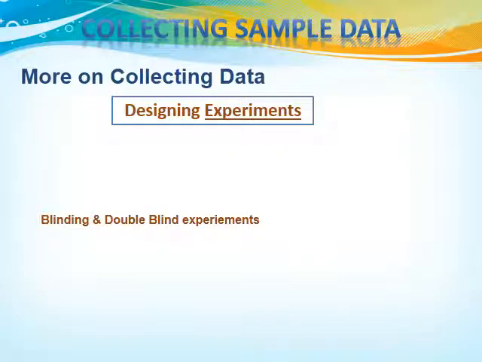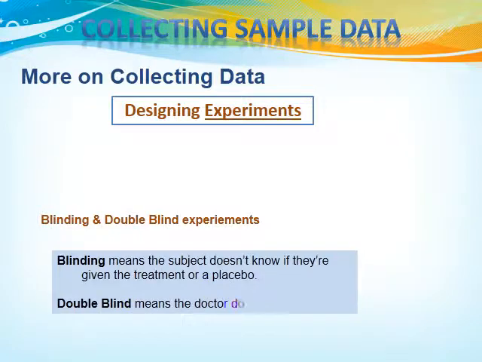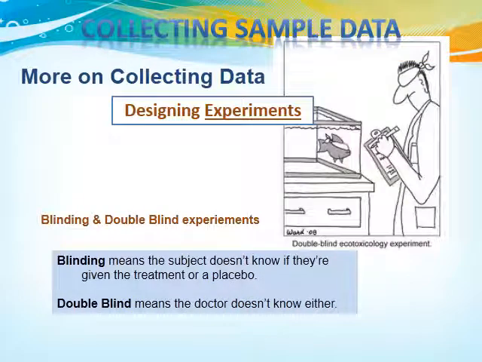Another thing to consider when designing experiments is the idea of blinding and double-blind experiments. Blinding means that the subject doesn't know if they're given the treatment or the placebo. Double-blind means that the doctor doesn't know who's getting the treatment or the placebo. The purpose of double-blinding is to eliminate the possibility that the doctor knowing who's getting the treatment versus the placebo inadvertently affects how the subject behaves when they're given the treatment or the placebo.